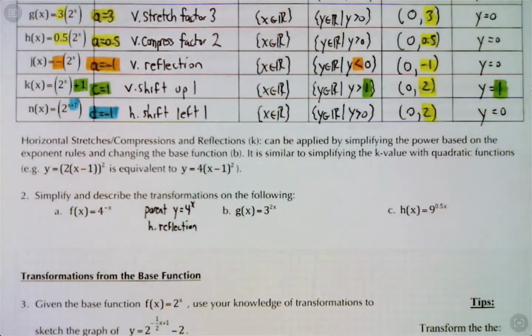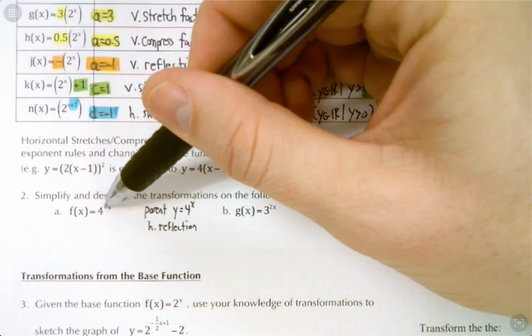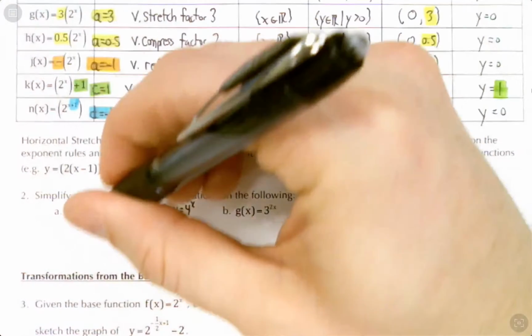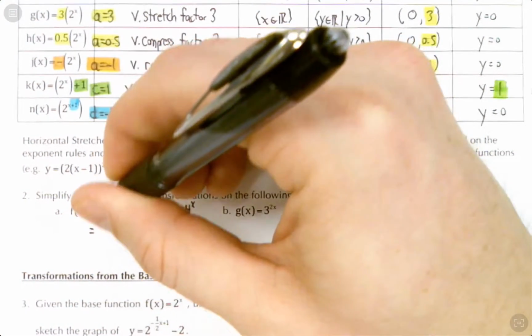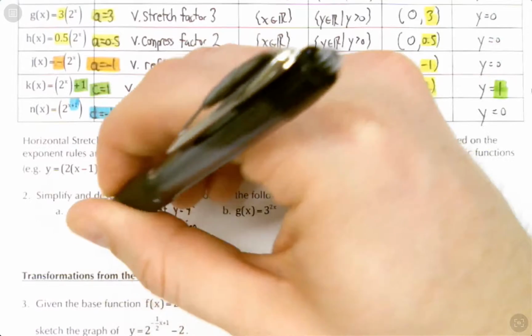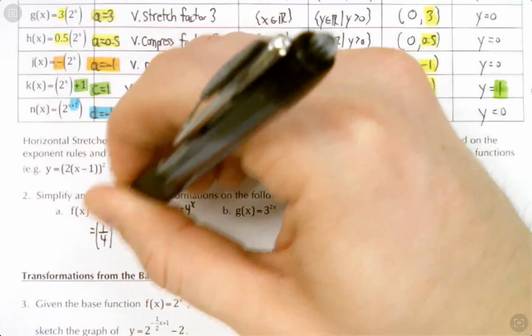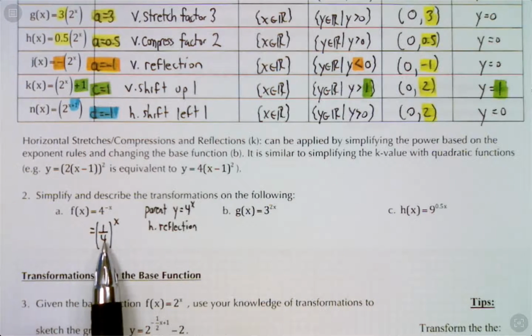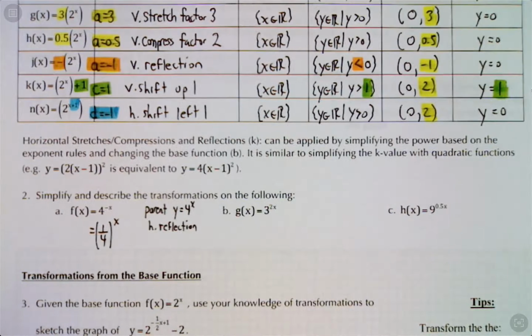However, due to exponent rules, we can modify this. If we remember the negative exponent rule, it says flip the base and change the sign. If I flip the base, 4 over 1, I get 1 over 4. Change the sign of the exponent to x. I now have a new parent function, 1 over 4 to the exponent x, with no transformation.